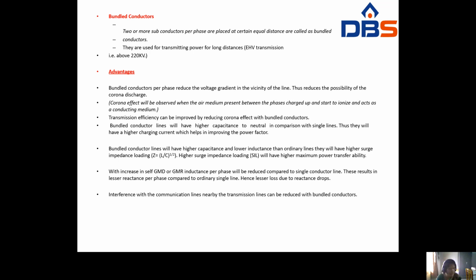Okay, so in this class we discussed that for transmission purposes we must have conductors. Next, we discuss the materials used for conductors. Mainly we use aluminum and types of aluminum conductors. Next, we have to see the types of conductors: solid conductors, composite conductors, hollow conductors, and bundle conductors. Those are all discussed in this class.